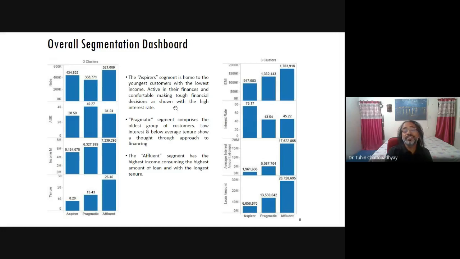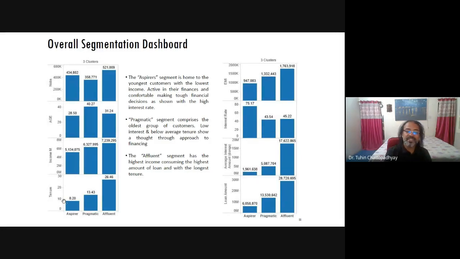Now, I gave the names to these segments, and there's a story behind why I've named them Aspire, Pragmatic, Affluent. Let's understand, because I gave these names after studying the cluster characteristics, not out of my poetic imagination. So why Aspirers, why Pragmatic, why Affluent? Let's understand. The Aspire segment is home to the youngest customers with the lowest income.